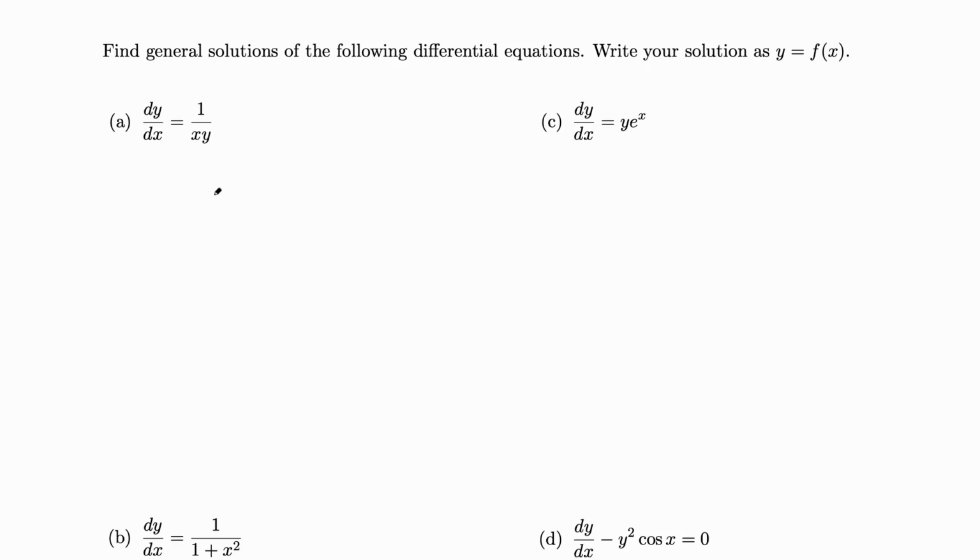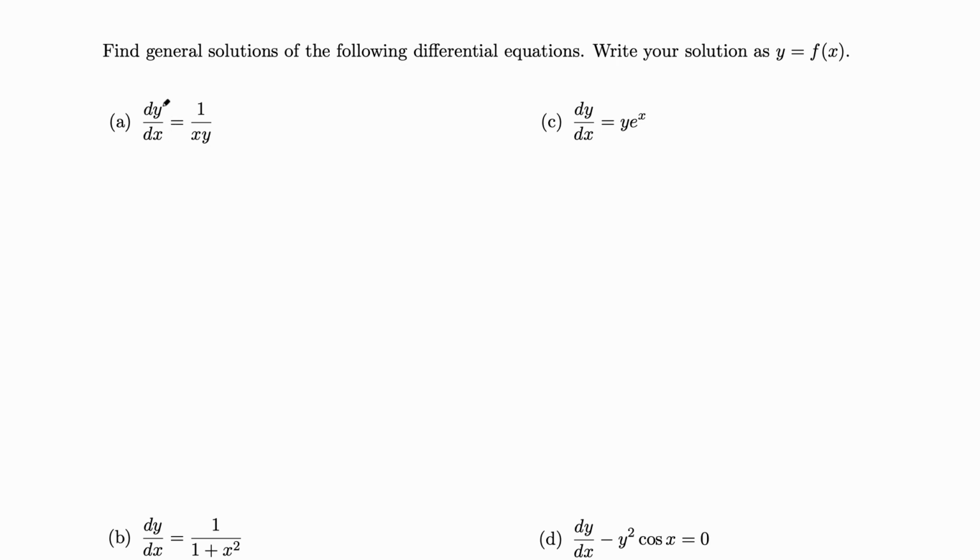Find the general solution. In part A, we got dy over dx equals 1 over xy. X is the independent variable and y depends on x. X is never 0, but y can be 0. But in this question, we got 1 over xy. Y is also on the bottom, so y is not 0. That's assumed.